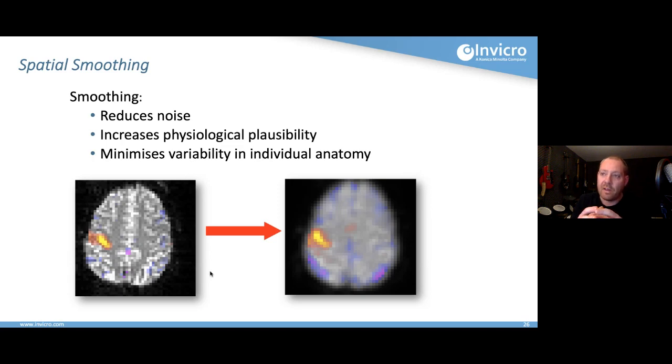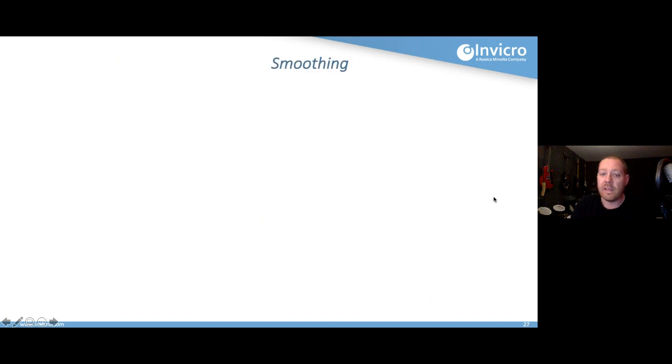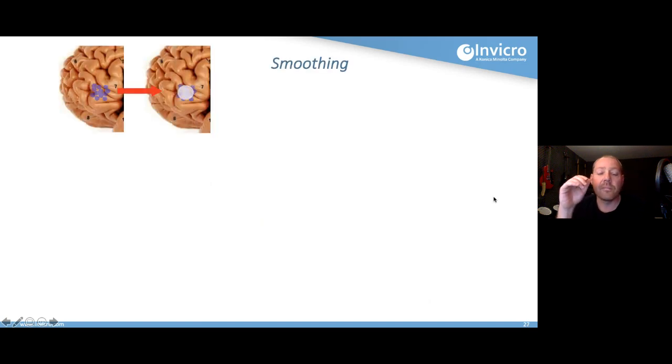These clusters kind of fade out at the edges gradually, if you like. So any kind of sharp edges that you have in your image are probably likely to be noise or some kind of artifact. So smoothing gets rid of those. And importantly, it also minimizes the variability in individual anatomy. And this is because the registration and normalization process is not perfect.